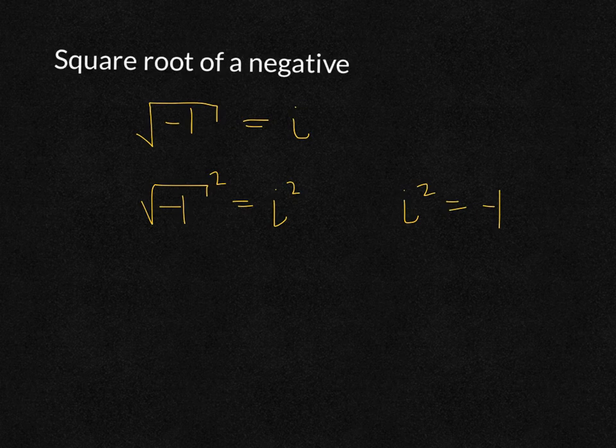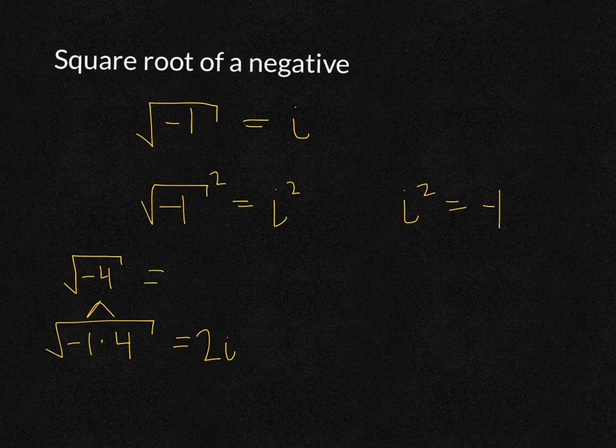So let's take a look at some examples. If I have the square root of -4, that can be written as the square root of -1 times 4. The square root of 4 is 2, and the square root of -1 is i. So that means the square root of -4 is 2i. If you have the square root of -9, then the square root of 9 is 3, and the square root of a negative is i.